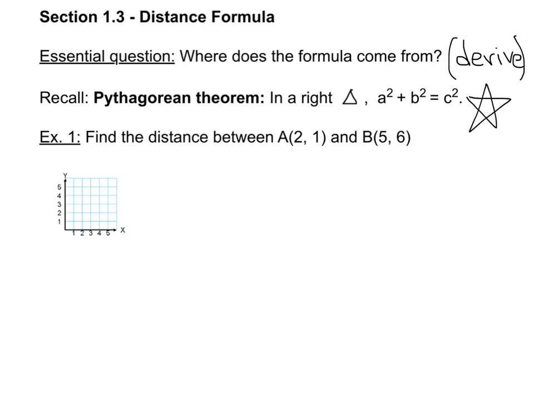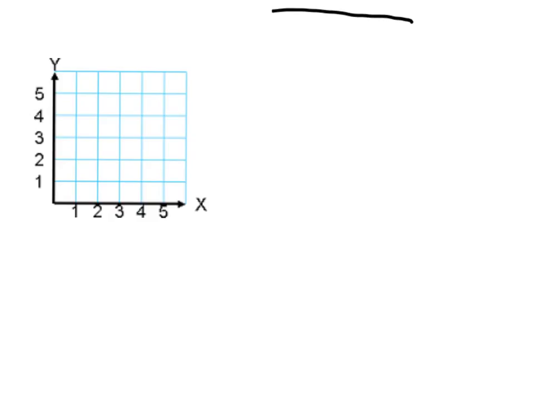First, let's look at example 1. Find the distance between point A (2, 1) and point B (5, 6). So I've zoomed in here so it'll be a little easier to plot the points. You can do approximately the same scale, but (2, 1) will be point A right about there. And (5, 6), we'll go over 5 and up 6, and that will be our point B.